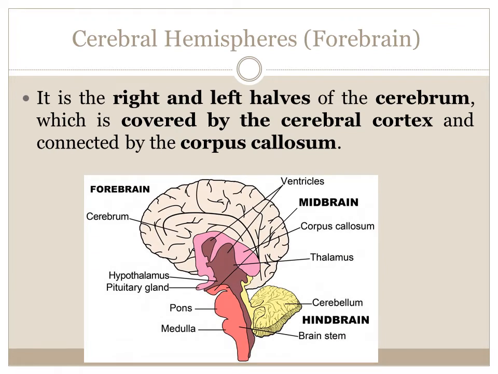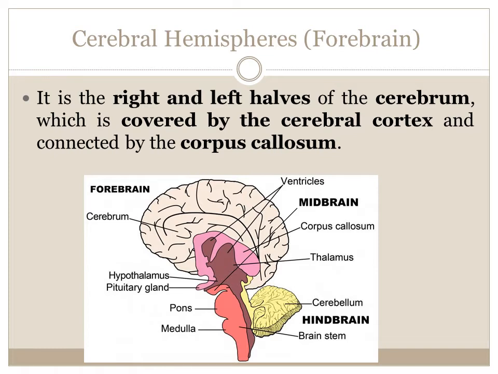Now let's go to the forebrain, or what other scholars call the cerebral hemispheres. The cerebral hemispheres are the right and left halves of the cerebrum, which is covered by the cerebral cortex and connected by the corpus callosum. Now let's look at the picture below.